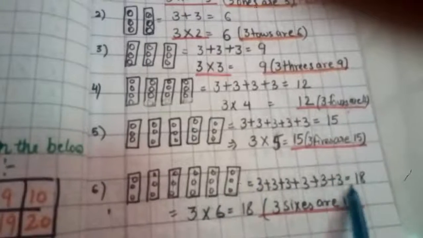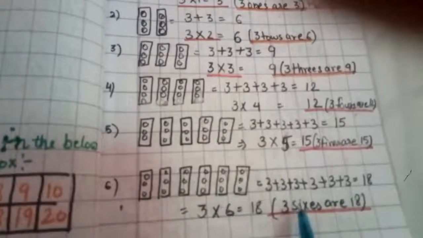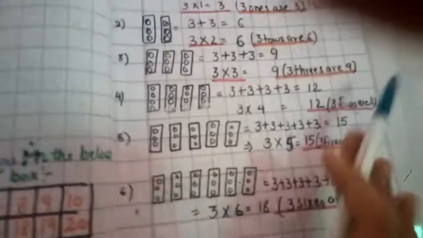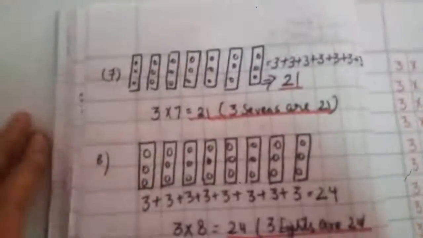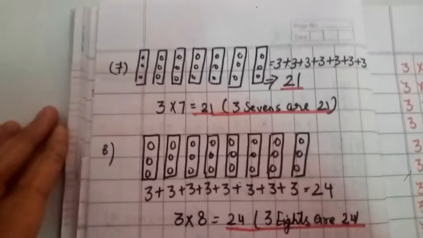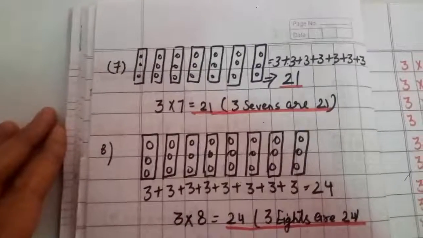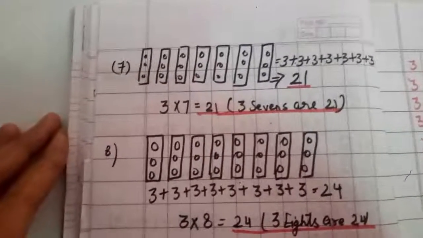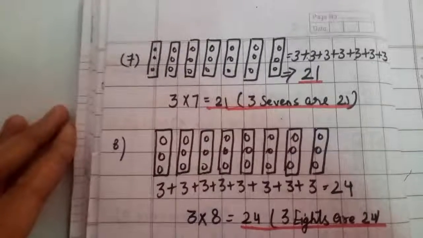Same goes for the next one also. 6 boxes. Each box has 3 balls, 18. Then 3 into 6 is equal to 18. Okay, and then the next one is the same box, 7 boxes, and each box has 3 balloons. The total of balls is 21, and 3 into 7 is 21.